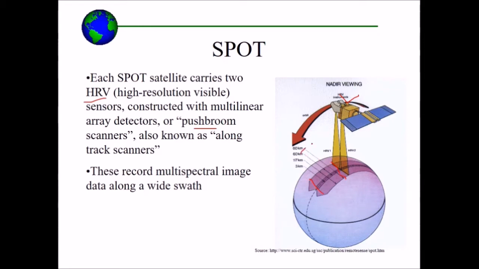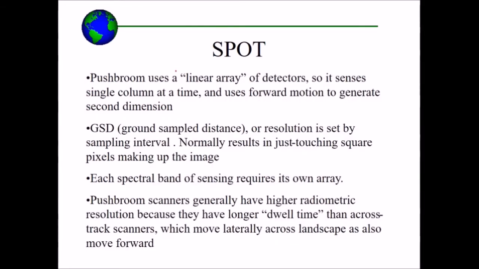Push broom uses a linear array of detectors, so it senses a single column at a time and uses forward motion to generate the second dimension of the image, like the way you broom your house. The GSD, ground sample distance, or spatial resolution, is set by the sampling interval and normally results in just touching square pixels making up the image, and each spectral band of sensing requires its own array.